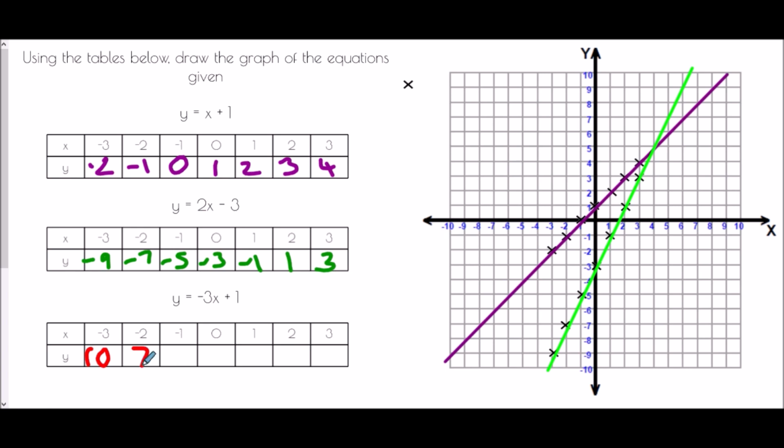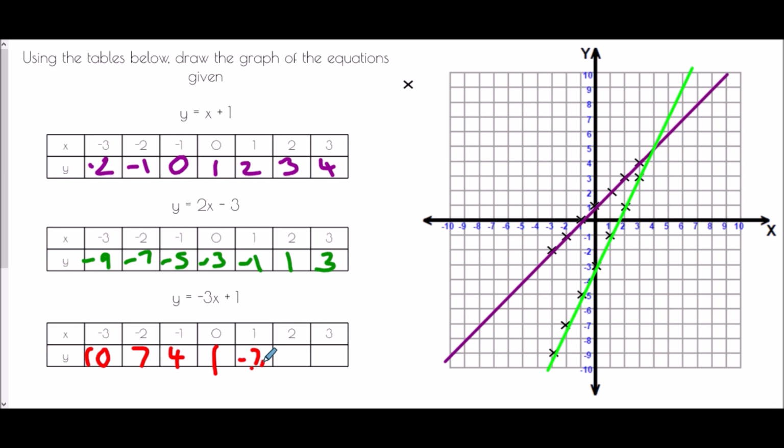Negative 1 times negative 3 is 3 plus 1. So we've got 4. Negative 3 times 0 is 0. So plus 1 is 1. 1 times negative 3 is negative 3. Plus the 1 is negative 2.